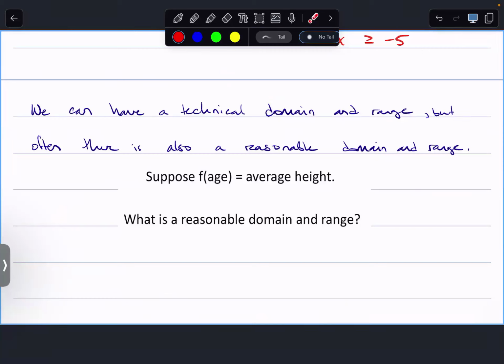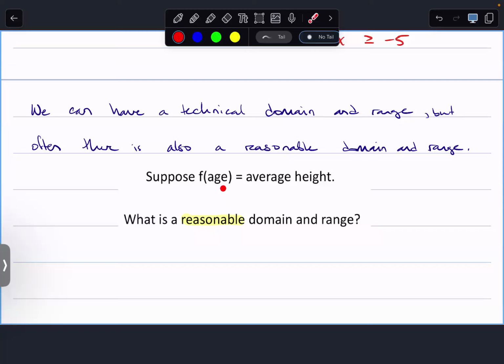Often we can find this technical domain, right? So x being greater than or equal to -5, for example, but maybe in practicality, x has to be greater than 0 anyways. And so there's going to be a reasonable domain and range. Remember, we haven't talked about the range because I said we'd focus on the domain, because the range just follows the domain, depending on what you put in. That's for your outputs. So we want to talk about what's a reasonable domain and range.